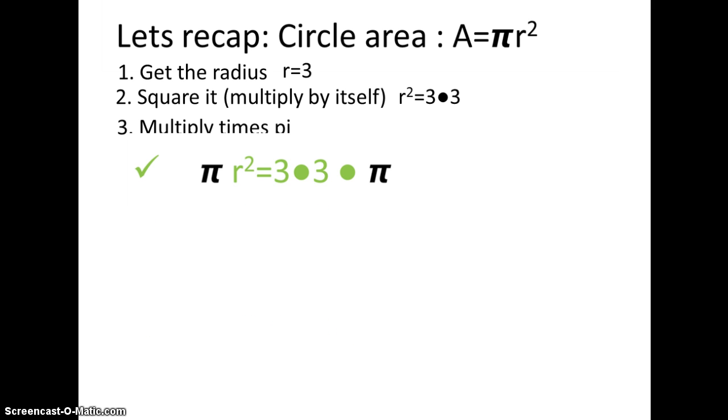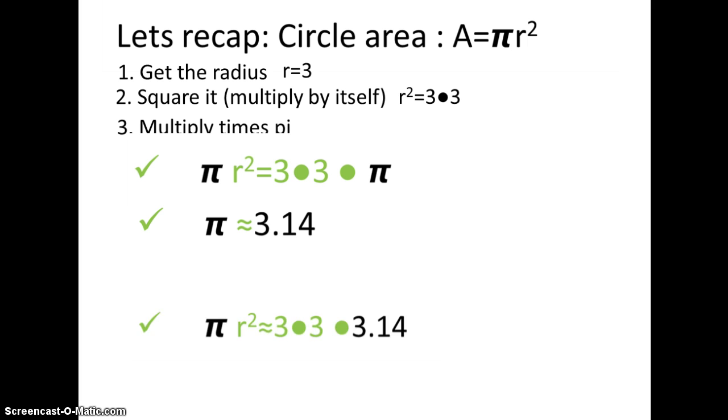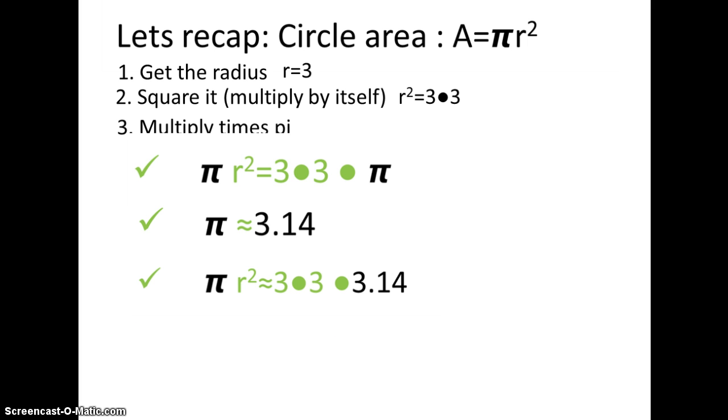So, first check mark, pi r squared equals 3 times 3 times pi. Second check mark, pi is approximately 3.14. For those of you curious why we use the squiggly approximate sign, technically if you try to substitute a number for pi, it's never going to be exact, so we use the approximate sign. Third check mark, pi r squared, therefore, is 3 times 3 times 3.14.